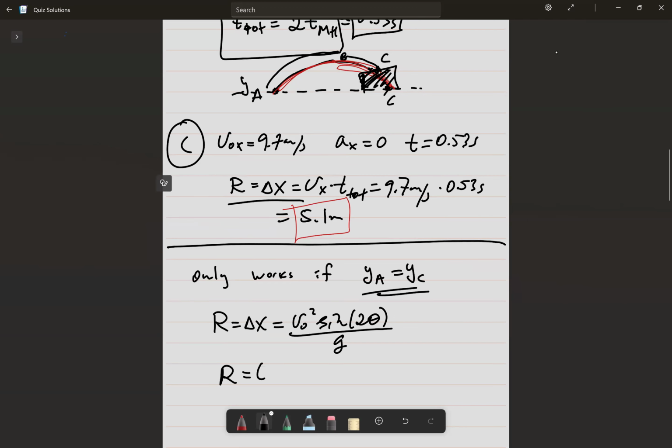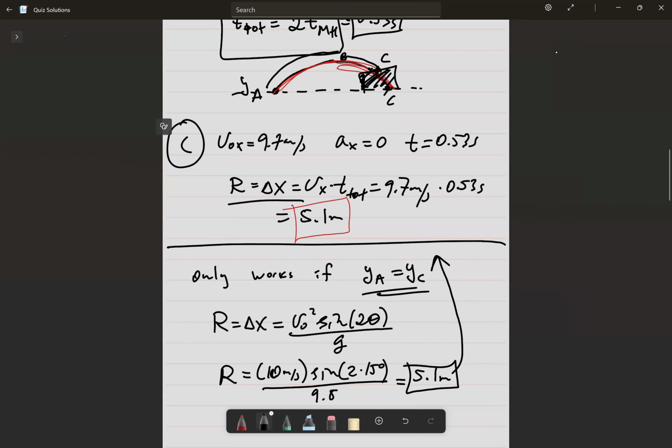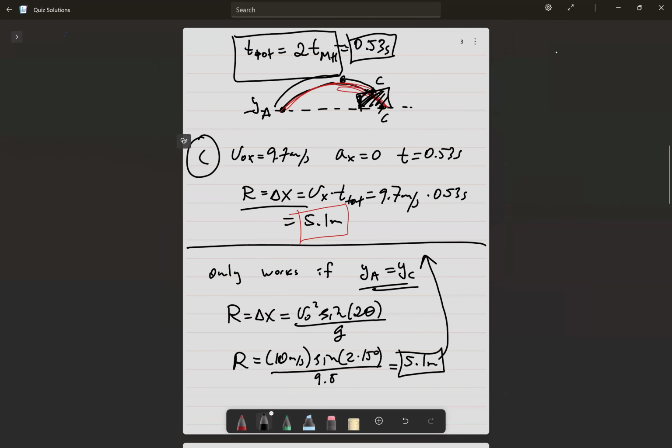So this is not a component, this is V naught itself, so it becomes 10 meters per second times sine of 2 theta, that means 2 times 15 degrees, divided by 9.8. If we do the calculation, we should get exactly the same 5.1 meters as we did above. All right, so this would have been a couple of different ways of solving this particular part as well.